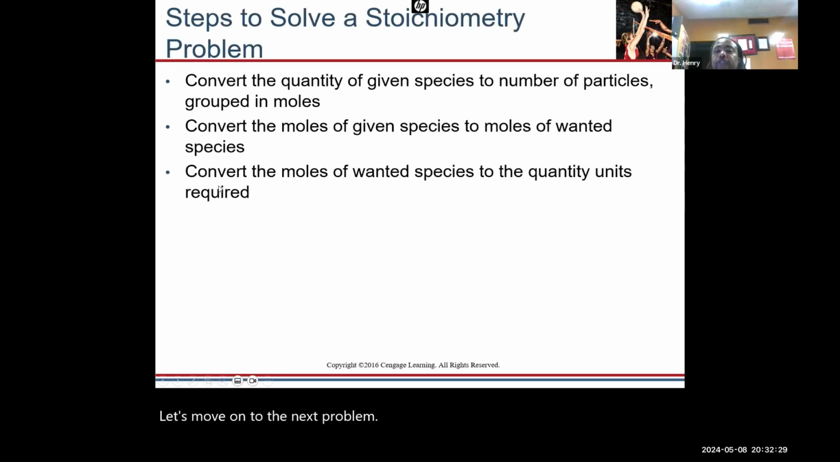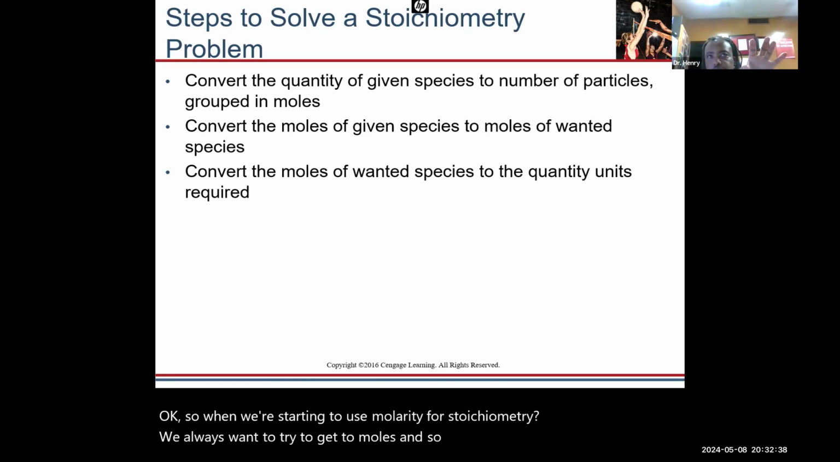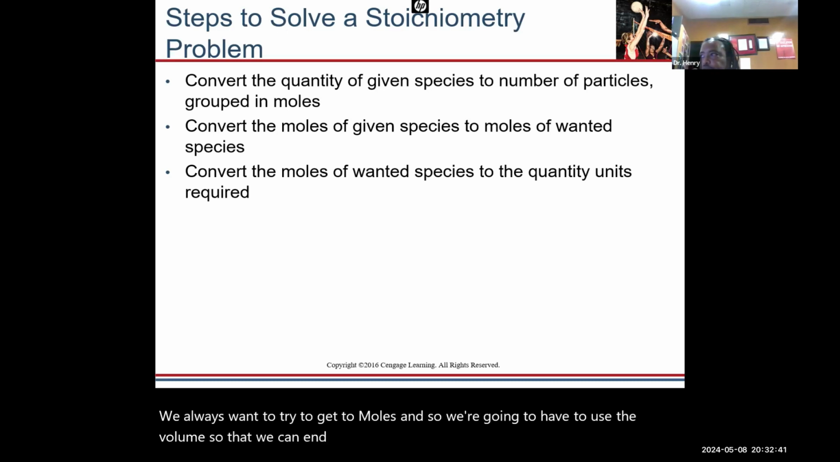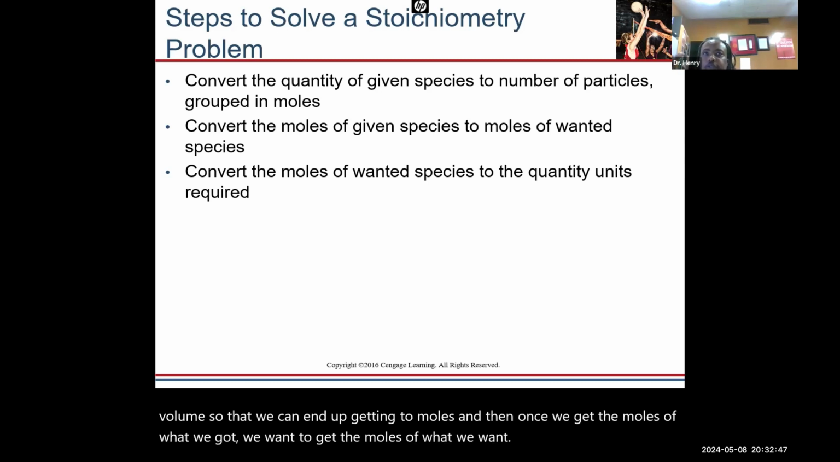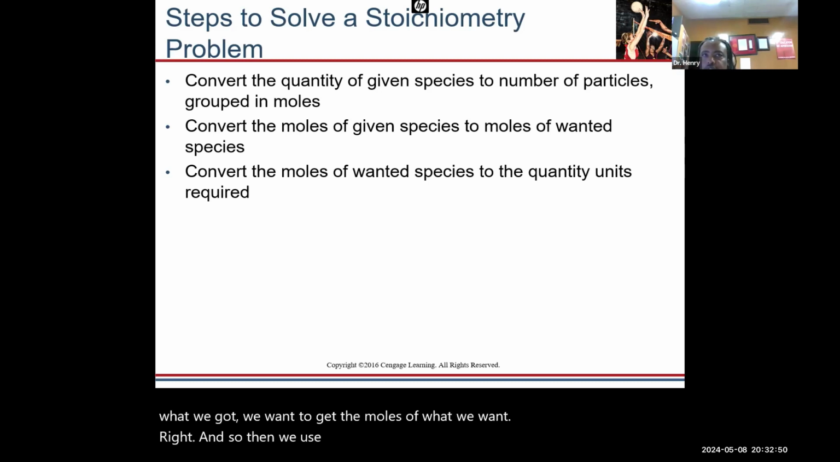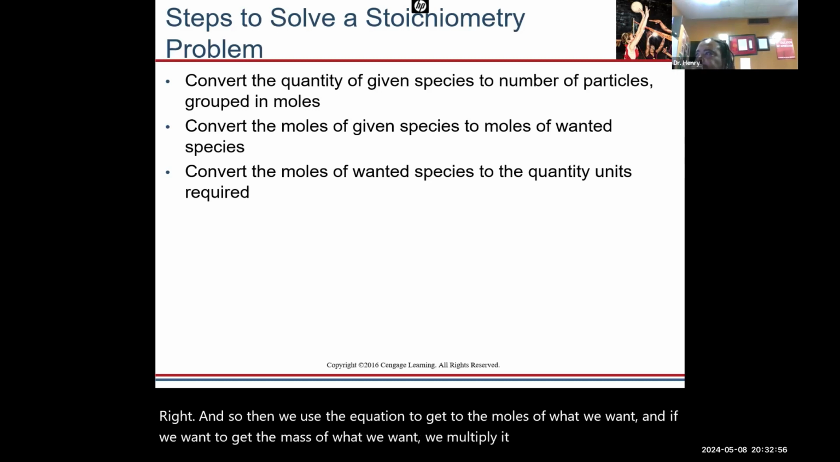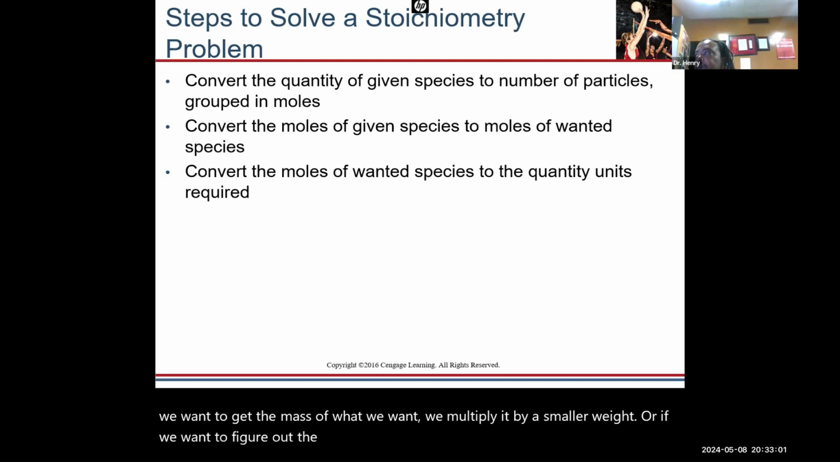Okay, so when we're starting to use molarity for stoichiometry, we always want to try to get to moles. And so we're going to have to use the volume so that we can end up getting to moles. And then once we get the moles of what we got, we want to get the moles of what we want, right? And so then we use the equation to get to the moles of what we want. And if we want to get the mass of what we want, we multiply it by its molar weight. Or if we want to figure out the molarity, we'd have to divide it by the total volume.